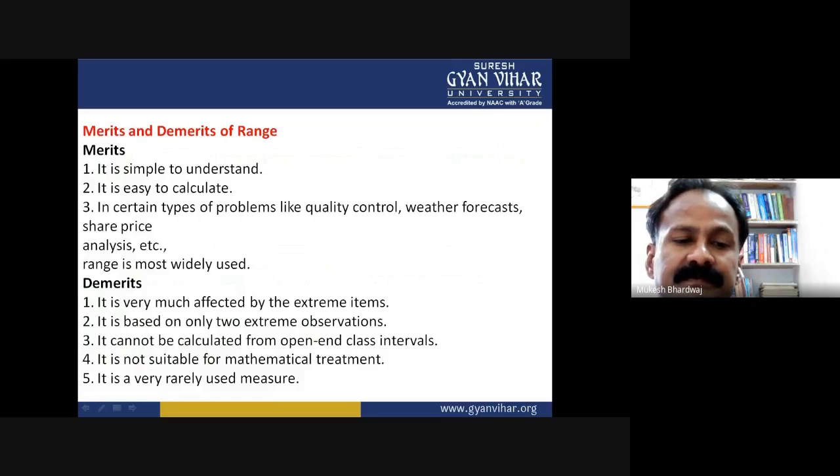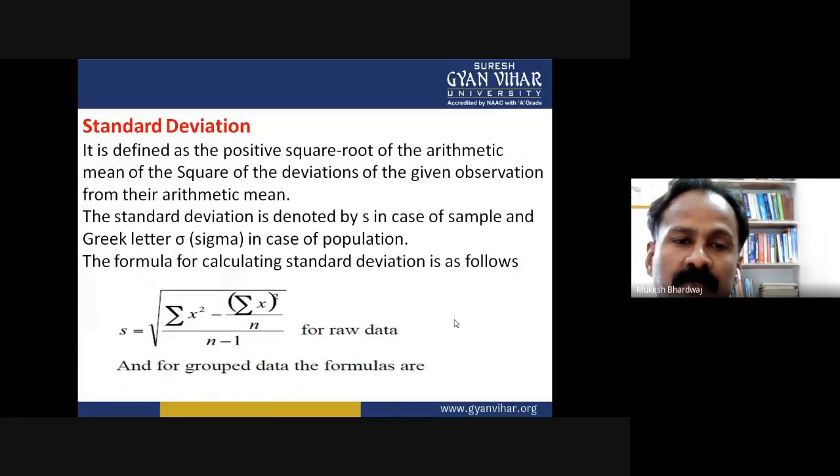Demerits. It is very much affected by extreme items. It is based on only two extreme observations. It cannot be calculated from open-end class intervals. It is not suitable for mathematical treatment. It is a very rarely used measure. Now, standard deviation.